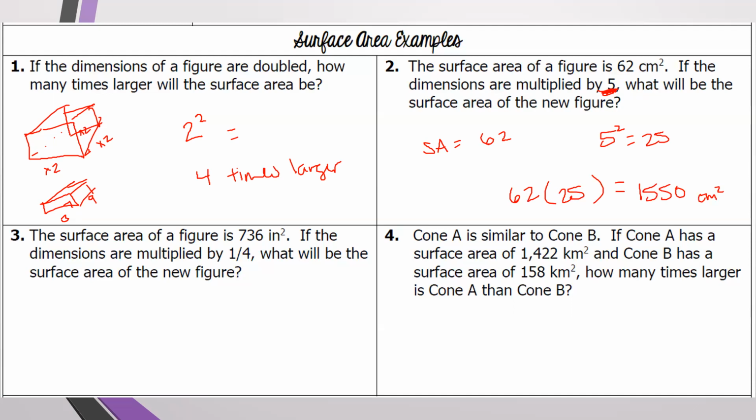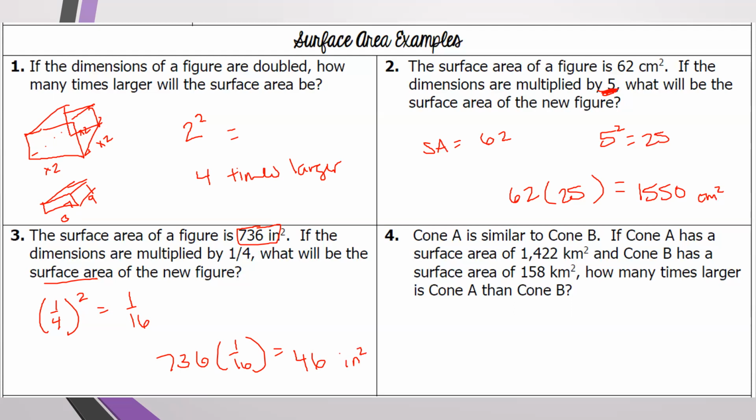In number 3, we have a surface area of a figure. Originally, it starts at 736. The dimensions are multiplied by a 4th. What will be the new surface area? The surface area, you're going to take whatever you're multiplying the dimensions by and square it. Okay, and that is what you will multiply by the original surface area. So if you have this figure and you multiply each side by a 4th, or you make each side a 4th as big, the new surface area will be 1/16 of that, or 46. It's a surface area, so it's inches squared.